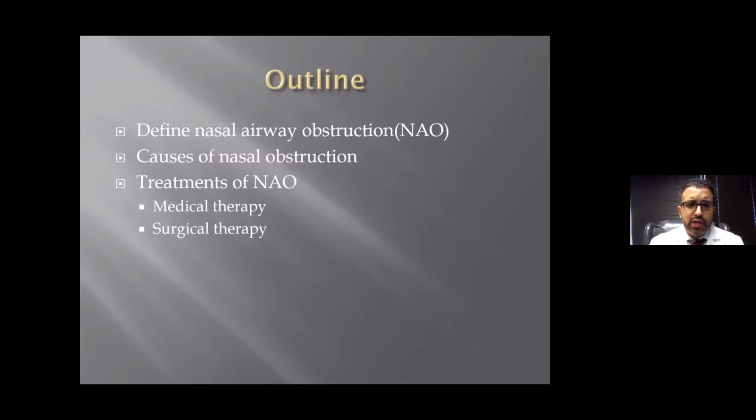So what I'd like to do today is, first of all, define what nasal airway obstruction is and look at the causes. There are different treatments depending on the cause of your nasal obstruction: medical therapy and surgical therapy. We'll dive into that, define the differences, and look at the treatment options.